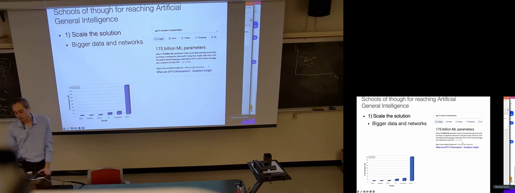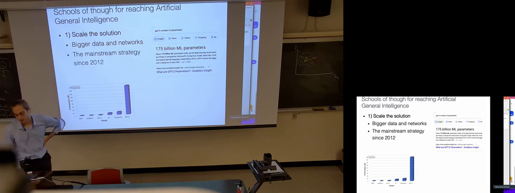For example, the number of parameters in GPT-3 is around 175 billion. I just Googled this last night. It's a huge number of parameters, a huge model. So this has been one approach. People believe that if we can scale these models, make them bigger and bigger, we can achieve intelligence. This is a school of thought, and it has been the mainstream strategy since 2012, I would say. But it's not the only one.